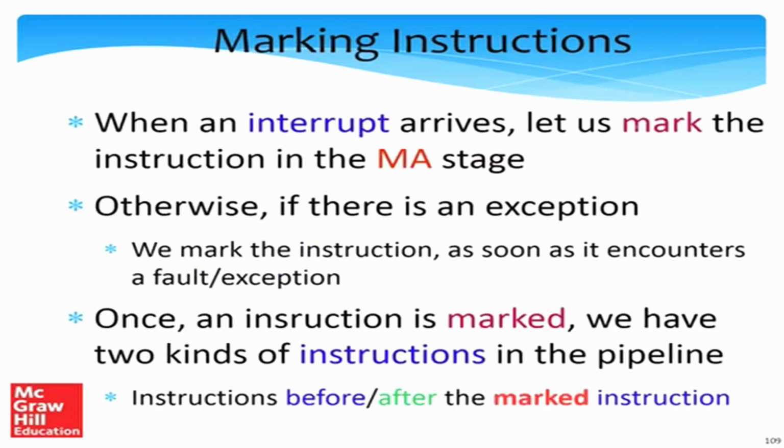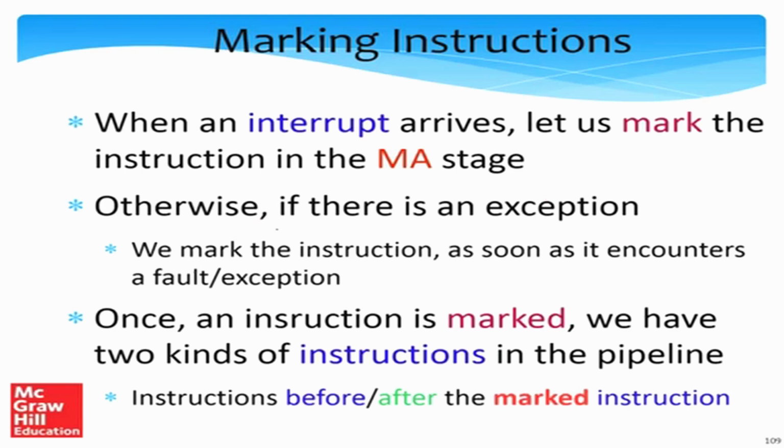So the way to do it is that when an interrupt arrives, we mark the instruction in the MA stage, because all the changes are being made in the MA stage. Even a branch instruction is making the changes in the MA stage. So we mark an instruction only if an interrupt arrives, and then we'll mark whatever instruction is there in the MA stage.